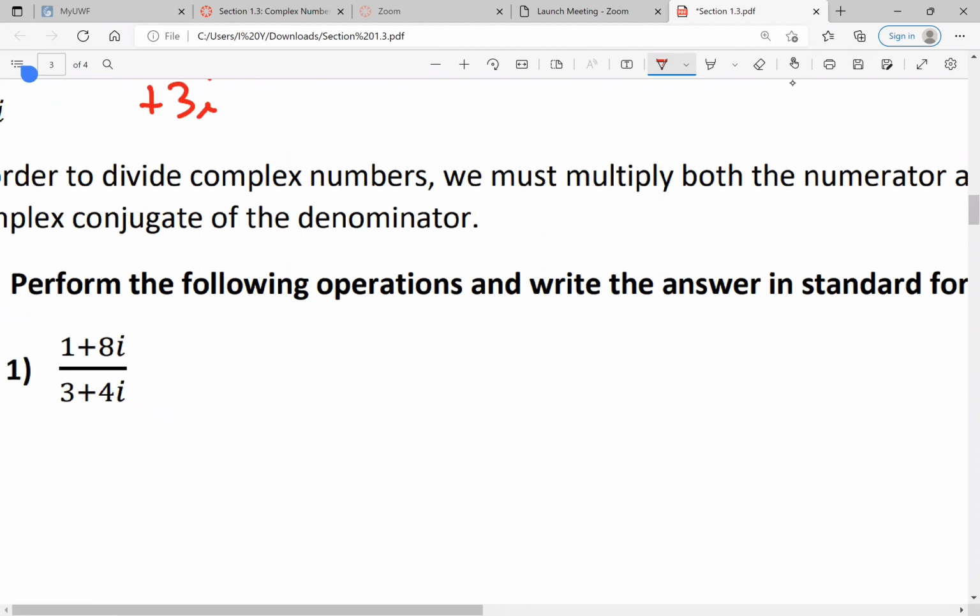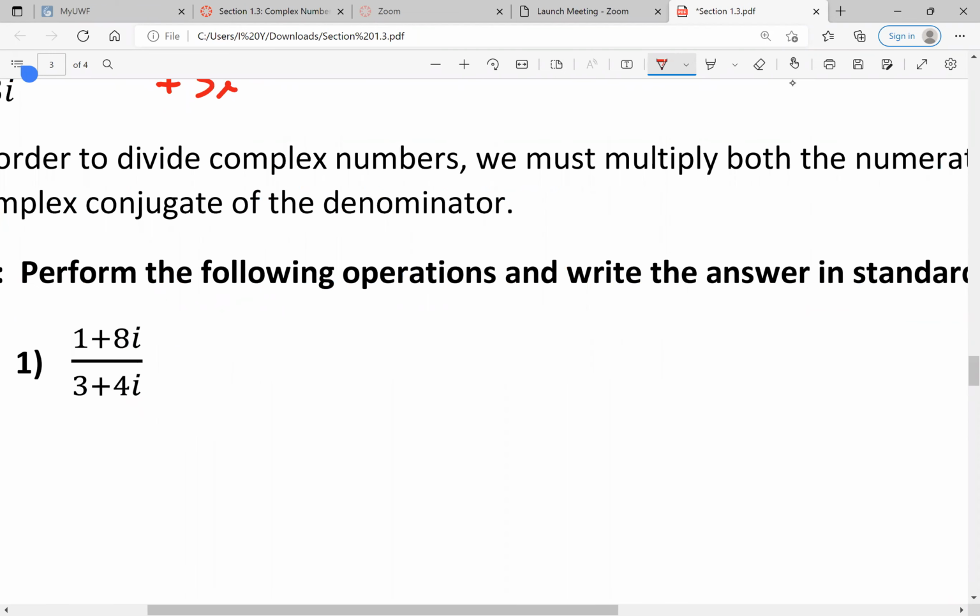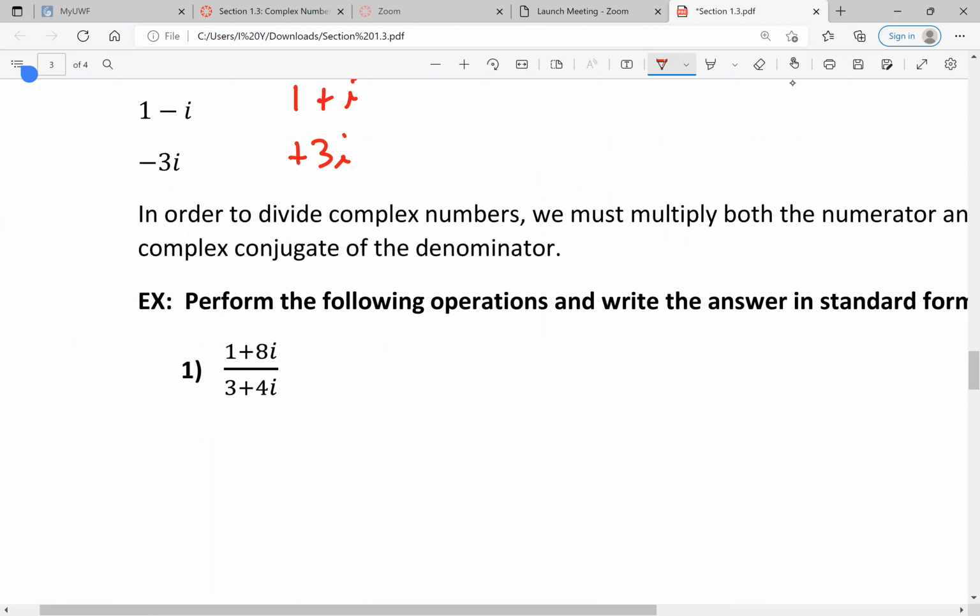Okay? Probably don't want to go quite that big. So, the complex conjugate is 3 minus 4i. Now, 3 minus 4i. So essentially I'm multiplying by 1. That's why we can do this. So let's put parentheses around this, so we don't get messed up.